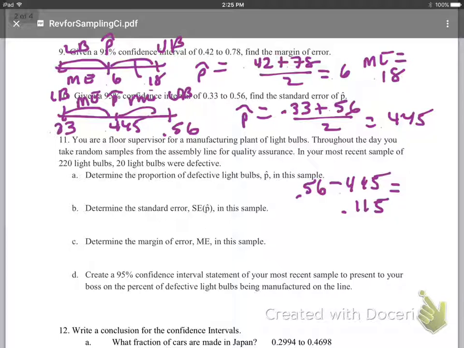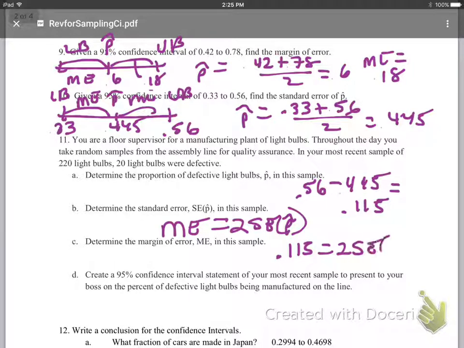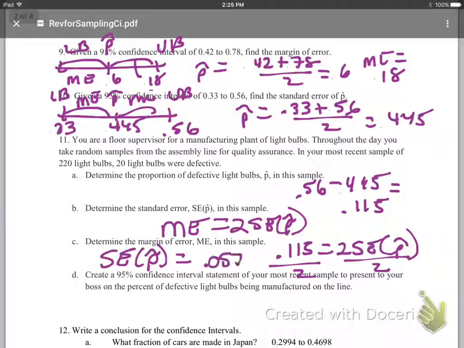Now I know from the formula that margin of error is equal to twice the standard error of my p hat. So this is my margin of error, so 0.115 is equal to 2 times my standard error of p hat. Divide both sides by 2, because remember I need to find my standard error. And so I get that my standard error of p hat is equal to 0.0575. And that is my answer. That was a lot.